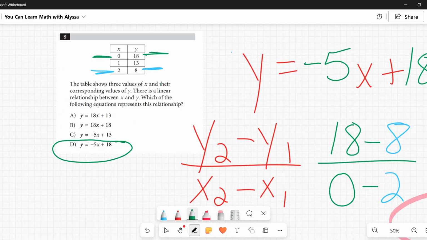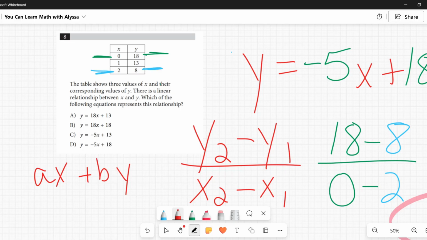If we look at the answers they were giving, we had 2 possible y-intercepts, 13 and 18, and there were 2 possible slopes: a pair that were negative 5 and a pair that were 18. Sometimes they will do things a little differently. They might put it in standard form, which is where you have your x and your y on the same side, usually with numbers in front of them. They aren't doing anything mean like that here. They're just using slope-intercept. So again, D, y equals negative 5x plus 18 is my answer.